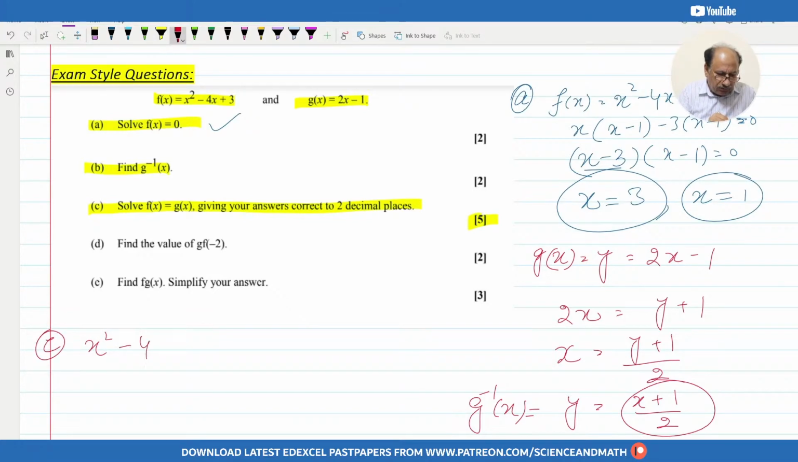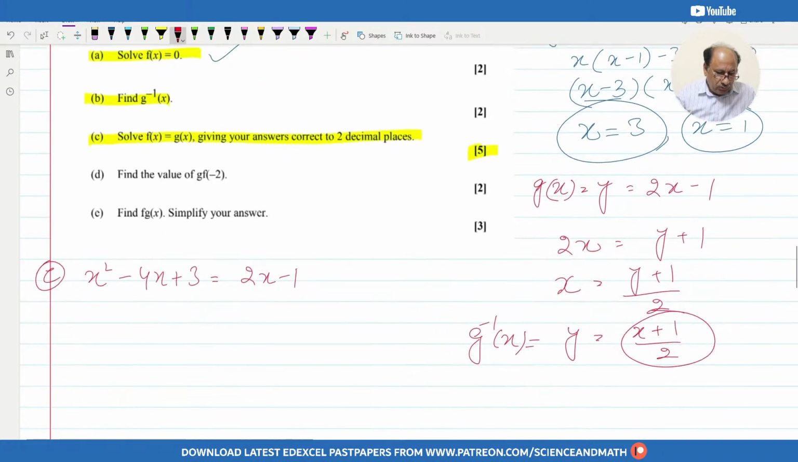x squared minus 4x plus 3 is equal to 2x minus 1. So we can shift everything to the other side. It will be x squared minus 4x minus 2x plus 3 plus 1 is equal to 0. And this will be x squared minus 6x plus 4 is equal to 0.